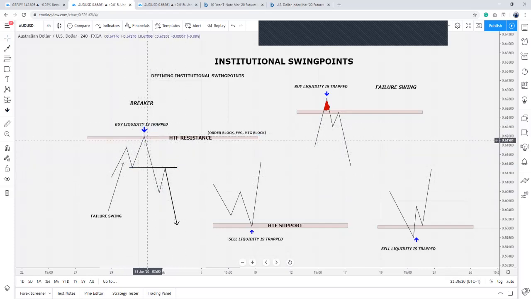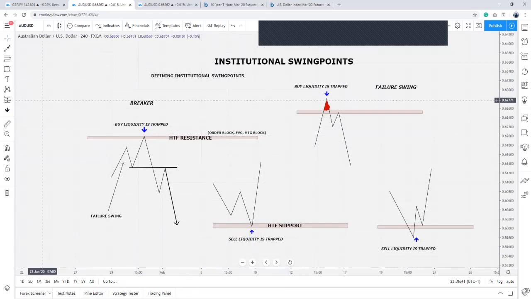You want to see a quick reaction of that level and then a break lower. So the same thing applies for the buy side. So that, guys, is the anatomy of the breakout pattern in the marketplace as regards to institutional trading. Now, the second market reversal pattern in the marketplace is the failure swing.